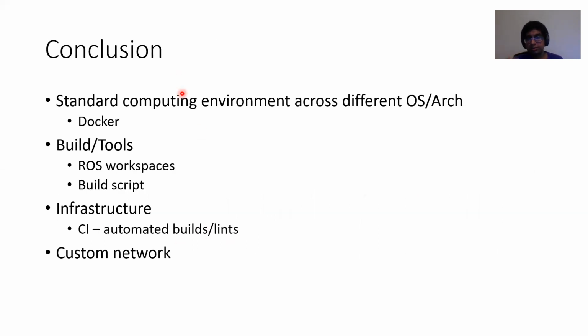All right, so in conclusion, this has been systems engineering, describing creating a standard computing environment across different operating systems and architecture using Docker. I also talked about how we build our builds and the tools we use, namely Catkin, ROS workspaces, and the build script. I discussed our infrastructure, our CI/CD pipelines like automated builds and automated lints and how that supports the CS team, and then our custom network that we use to ensure that everyone is connected to the robot and everything is working network-wise during runtime. And so, yes, this has been systems engineering.